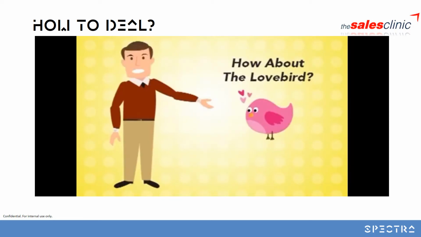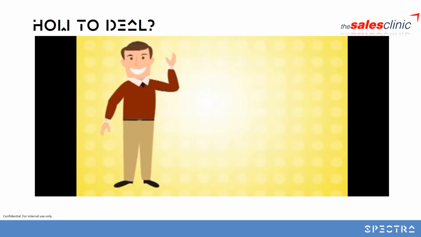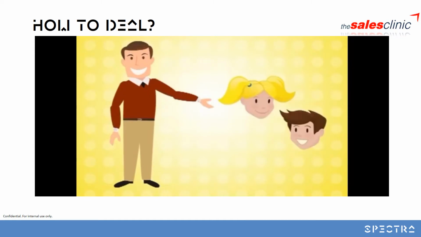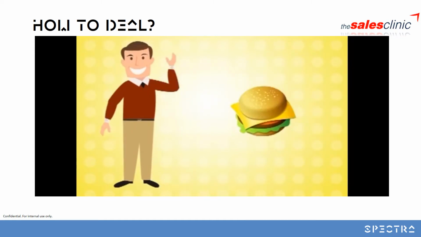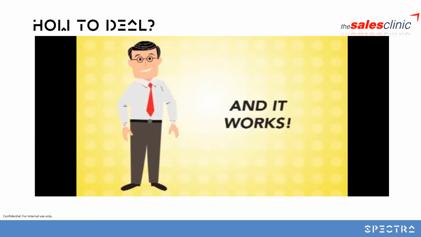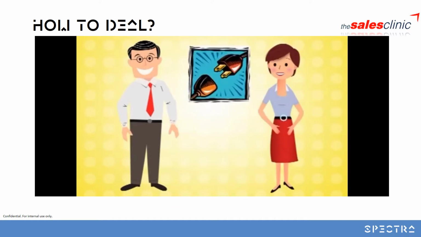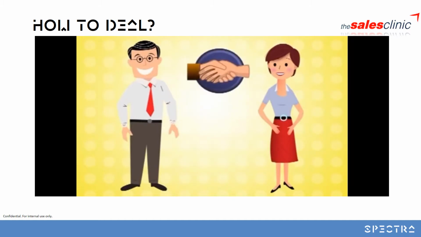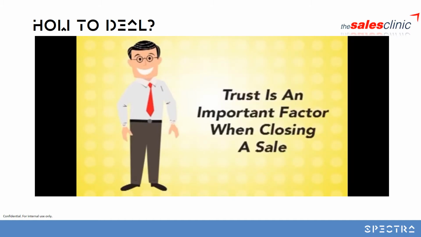How about the lovebird? I get along great with my customers. I talk sports, remember the names of their kids, and treat them to lunch whenever I can. They love me. It's called relationship selling, and it works. As you discover common interests with your prospect, you make a connection. When 2 people find out they have things in common, they tend to trust one another. And we all know that trust is a very important factor in closing a sale.